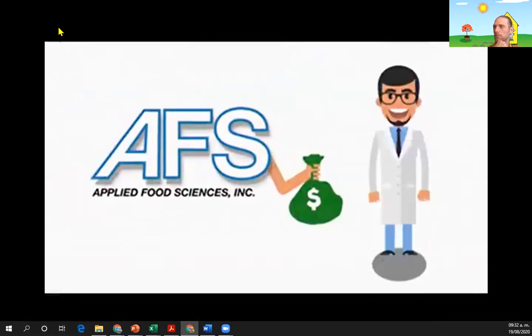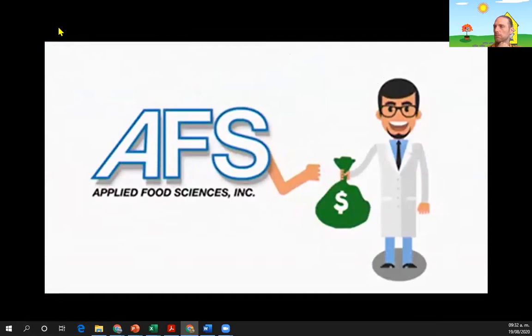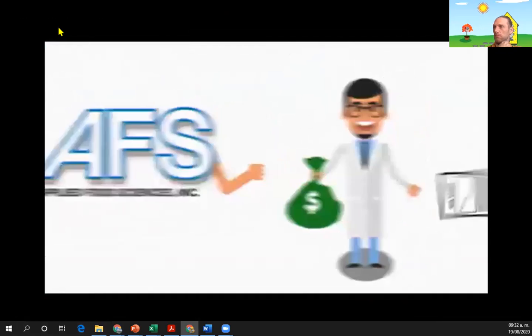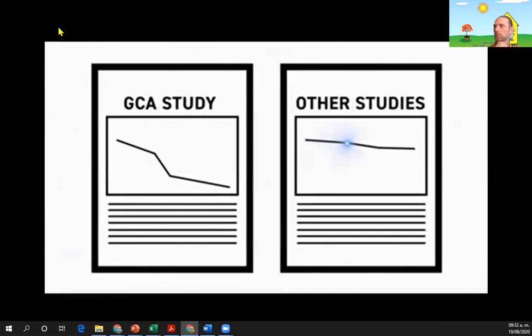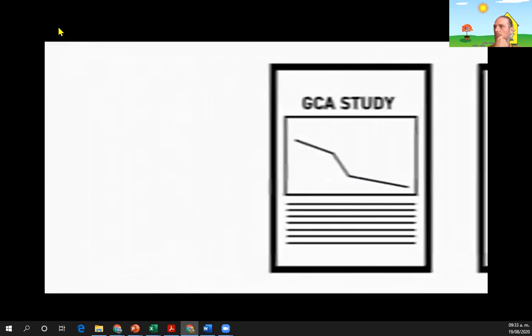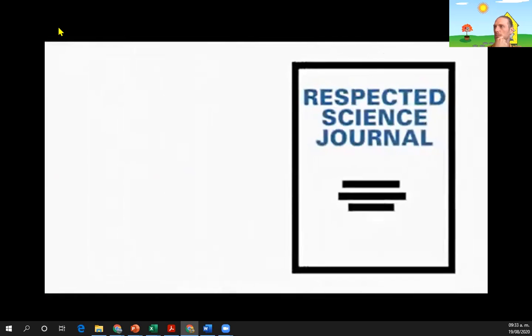A different company, Applied Food Sciences, paid for a so-called scientific study to promote their own brand of green coffee extract, GCA. While other studies showed modest weight loss with green coffee extracts, suddenly it seemed that people who used GCA brand lost an astounding amount of fat and weight by doing absolutely nothing. This study was published in a respected peer-reviewed journal.